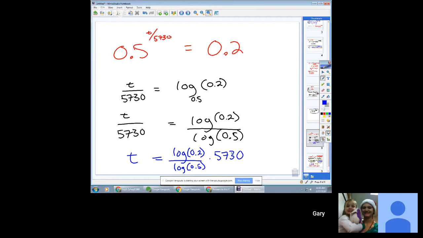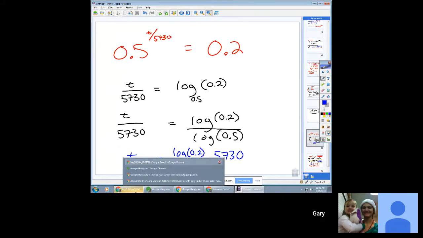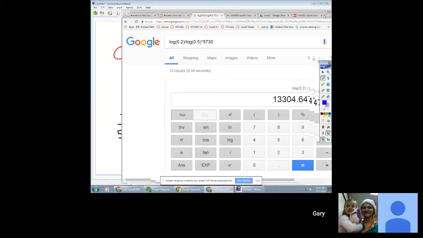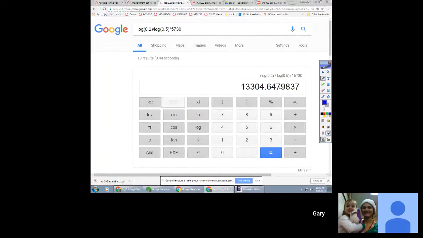So let's try plugging that into a calculator and seeing what it gives us. So log of 0.2 over log of, and you could use the common log, the natural log, ln instead if you want, 0.5 times 5,730. And Google tells me that it's 13,304 years, 305 years. So pretty much the same number we got before. Two different approaches. You can pick whichever one you like.